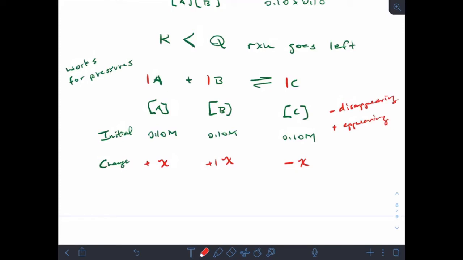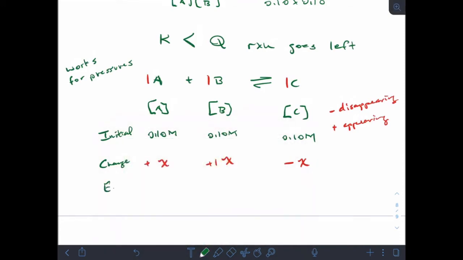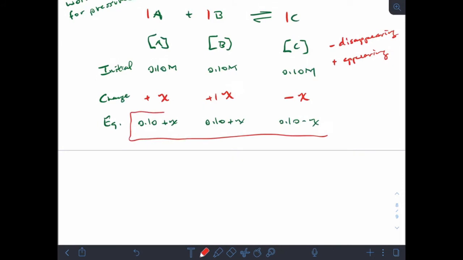Okay, so since the reaction is going left, minus C plus A and B. Okay, so then my equilibrium line, E for equilibrium, I'm going to combine those two lines. So I'll say 0.1 plus X, 0.1 plus X, and 0.1 minus X. Okay, so now what we're going to do, we're going to plug these into K expression.